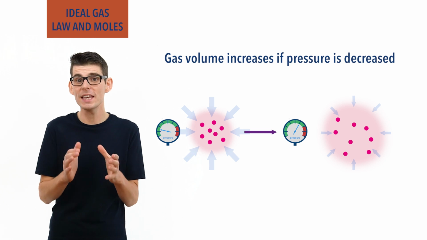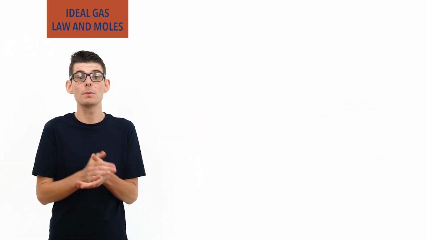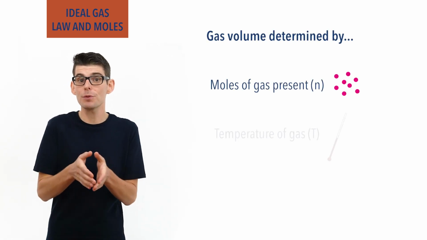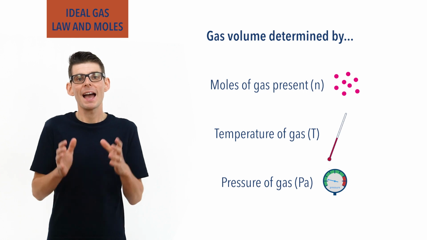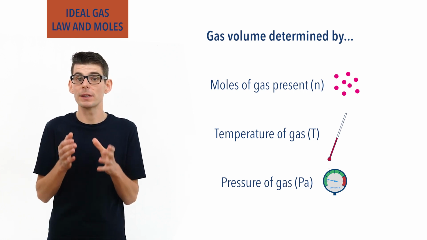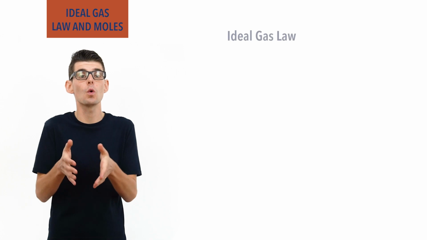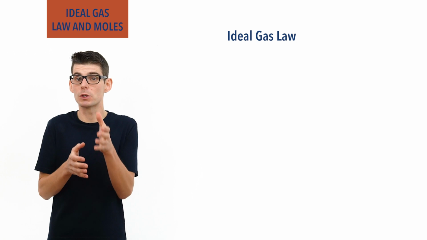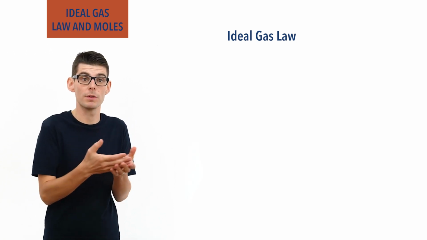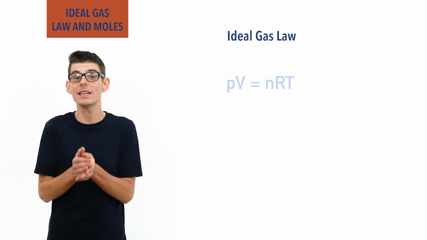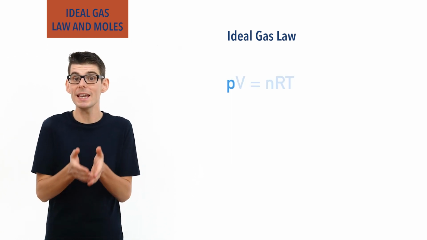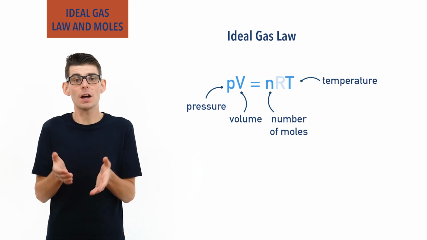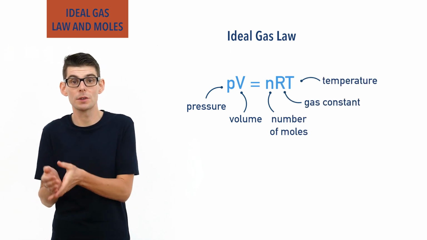There are then 3 key things to think about when dealing with the volume occupied by a gas: the moles of gas molecules present, the temperature, and the pressure. How these are linked together is summarized by something called the ideal gas equation or ideal gas law. The ideal gas law shows the connection between temperature, pressure, volume, and moles of a gas, and is written as PV = nRT, where P is pressure, V is volume, n is moles, T is temperature, and R is something called the universal gas constant.